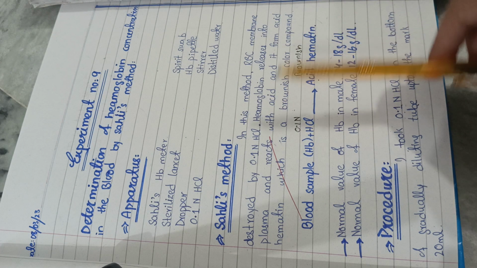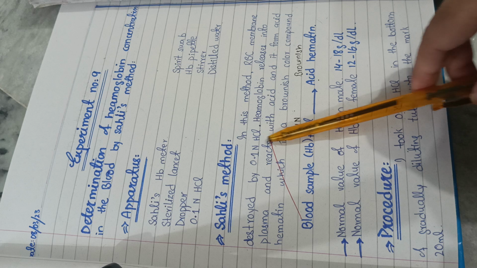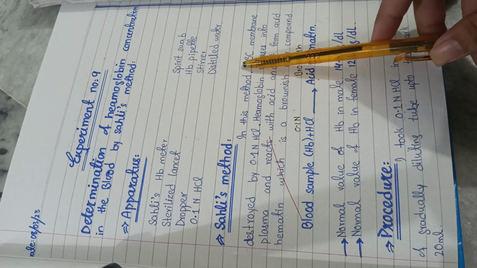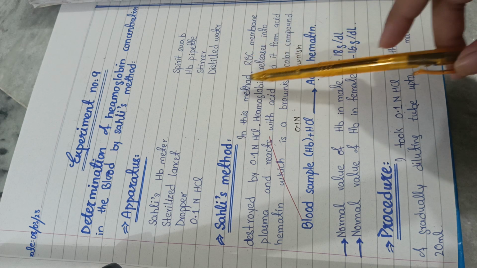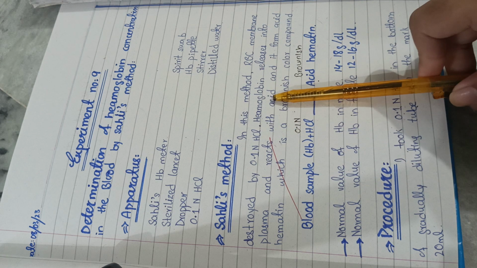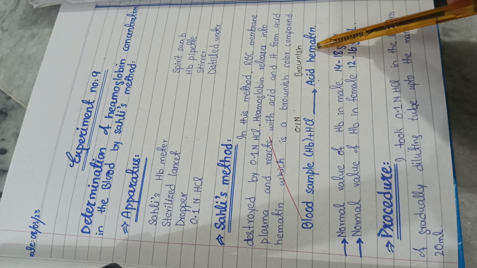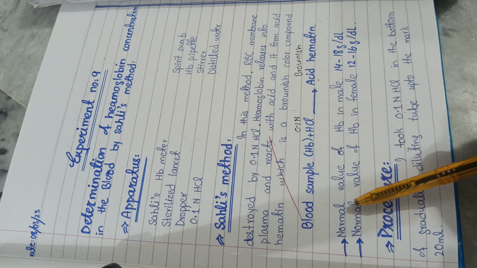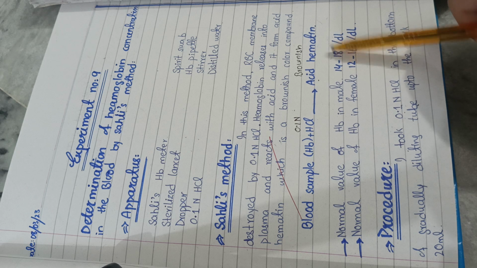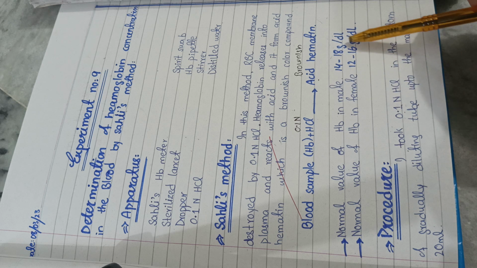hematin. Now, why is it important to destroy the RBCs? Because your hemoglobin is present inside the RBCs, so you have to break the RBCs so that the hemoglobin becomes free, and after that you will find out the concentration of hemoglobin. Your hemoglobin reacts with this HCl and forms a compound called acid hematin, which has a brownish color. The normal value of hemoglobin concentration in males is 14 to 18 gram per decimeter cube, and in females it decreases to 12 to 16 gram per decimeter cube.